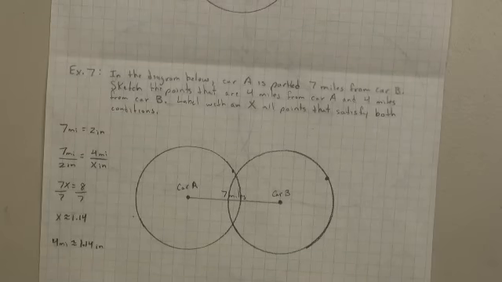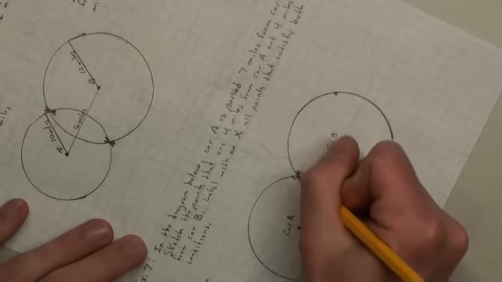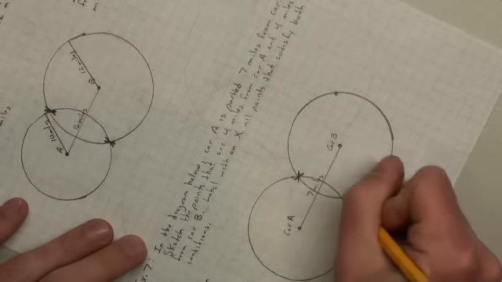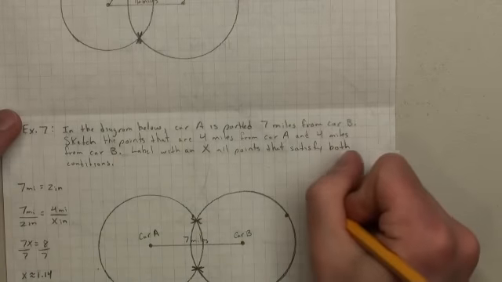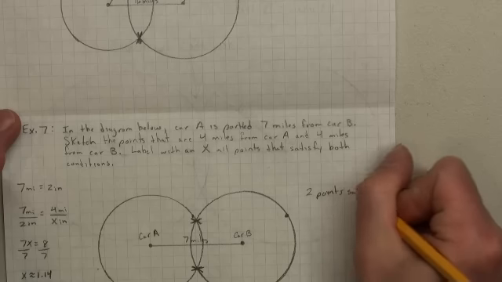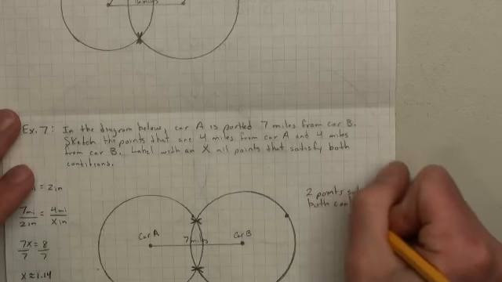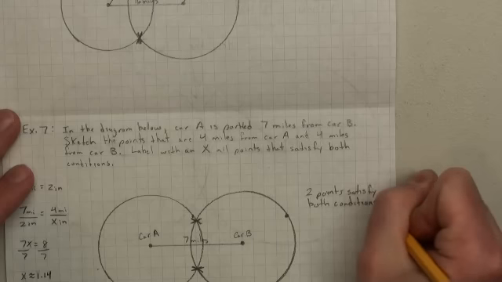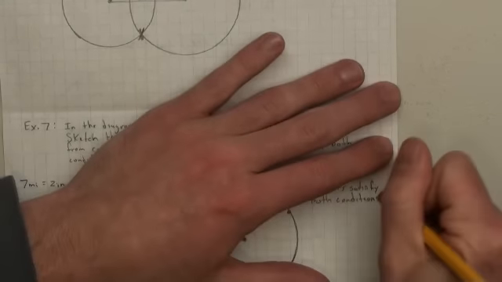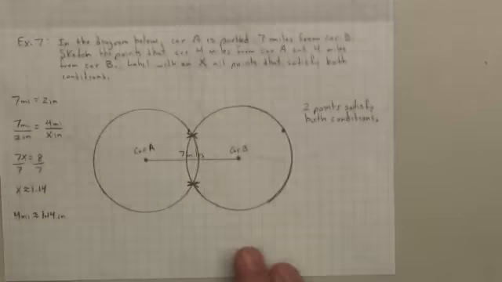So it says label with an X all points that satisfy both conditions. Well, here's 1. So I label it with an X, and I label this one with an X. So 2 points satisfy both conditions. Okay? That is the end of the examples.